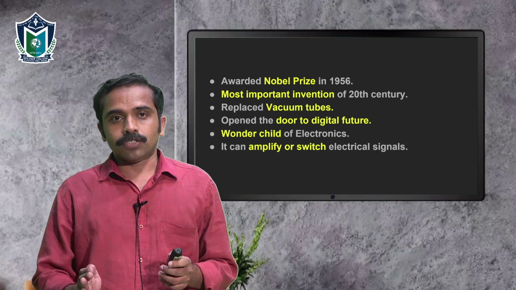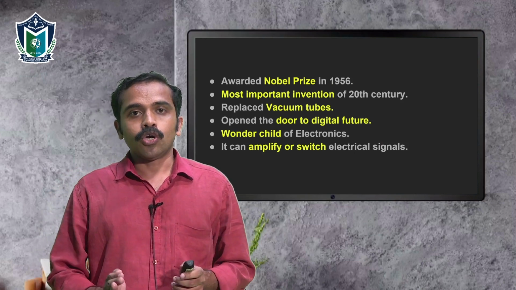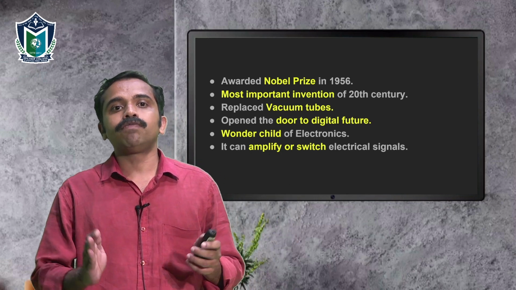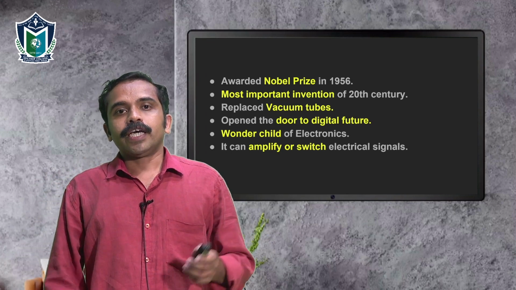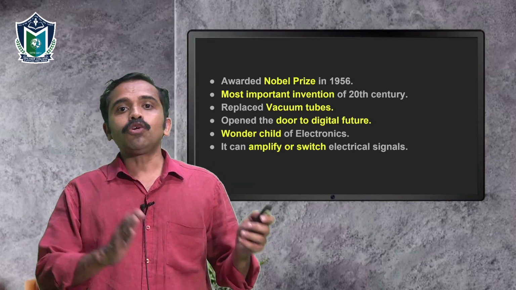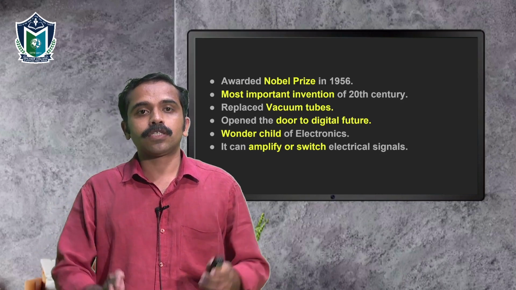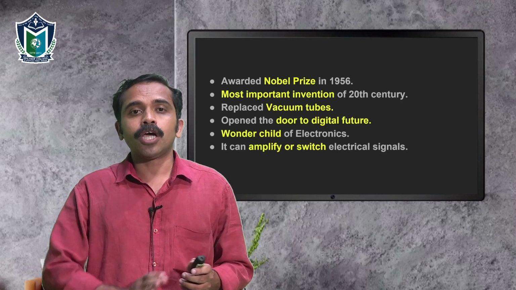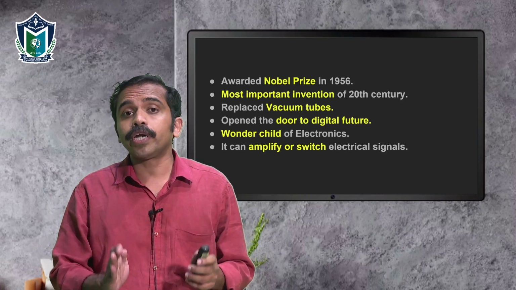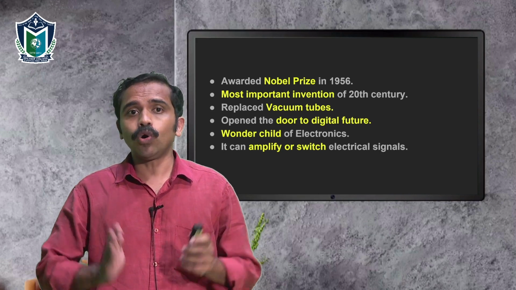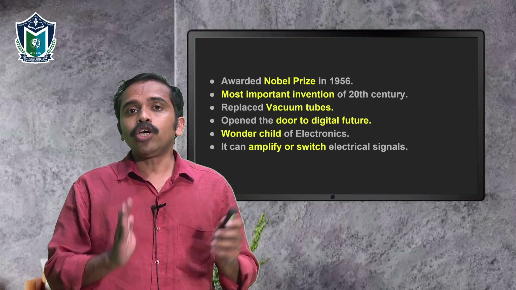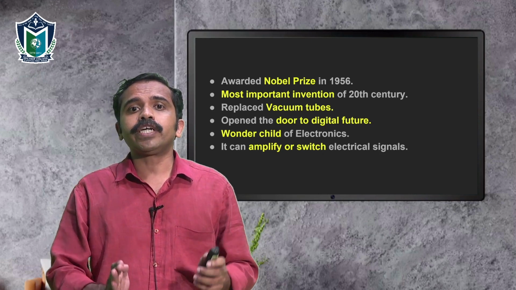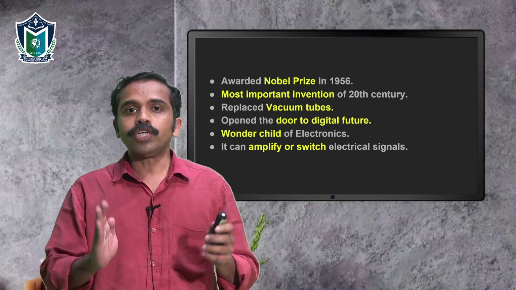These three scientists shared the Nobel Prize in Physics for this remarkable achievement in 1956. The invention of the transistor revolutionized the world of electronics tremendously. It became the key active component in most of the electronic devices in the present world. Hence, many of us consider the transistor to be the most important invention of the 20th century.